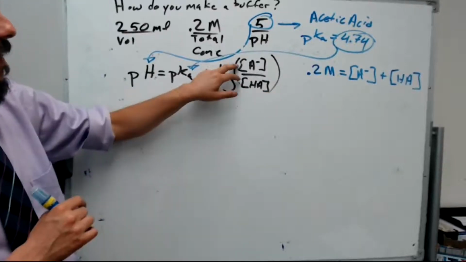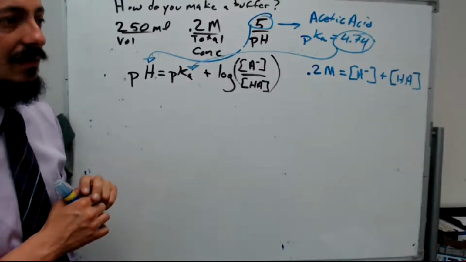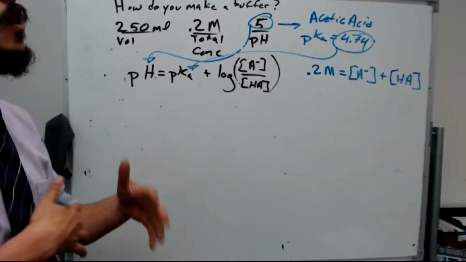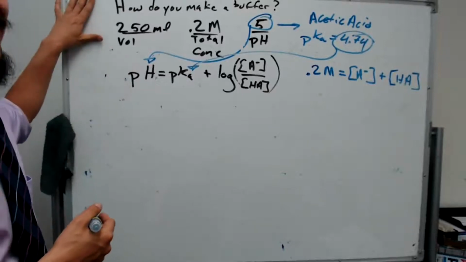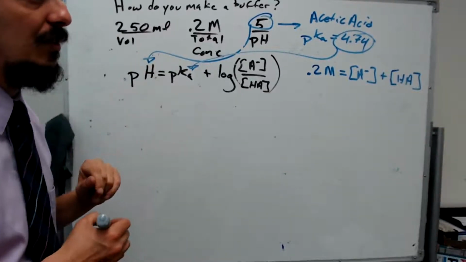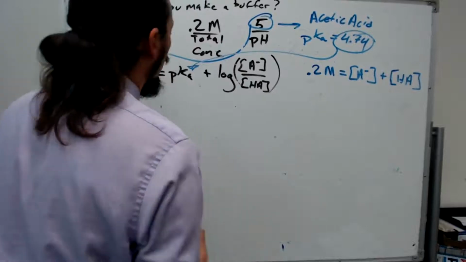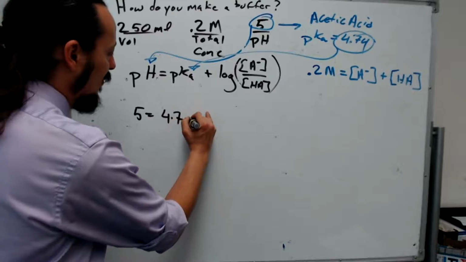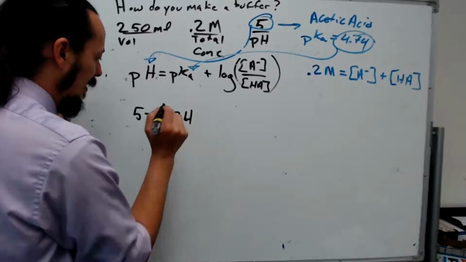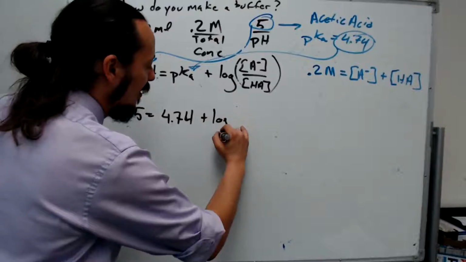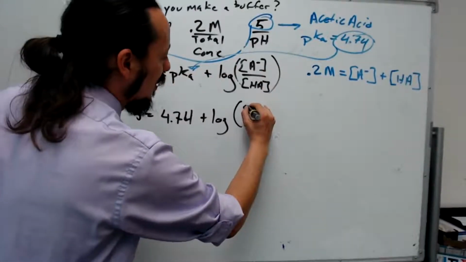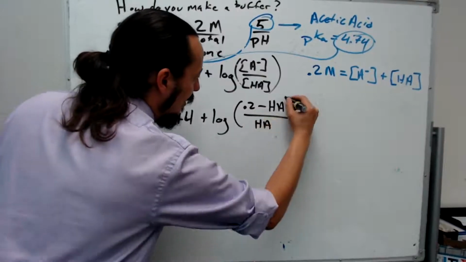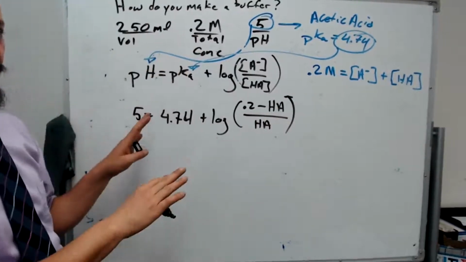But this is going to allow me to substitute in one of my things. So I'm going to go ahead and replace A minus. Since I know I eventually want to know how much acid I need to add, I'm going to try to do things in terms of acid. So I'm going to plug in all of this stuff. I'm going to have 5 equals 4.74 plus log. A minus is going to be equal to 0.2 minus HA, divided by HA. You see the substitution I did?